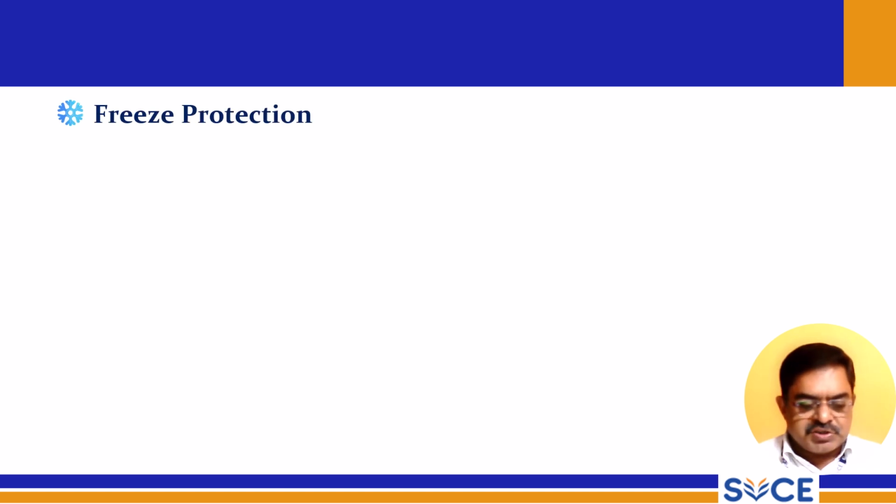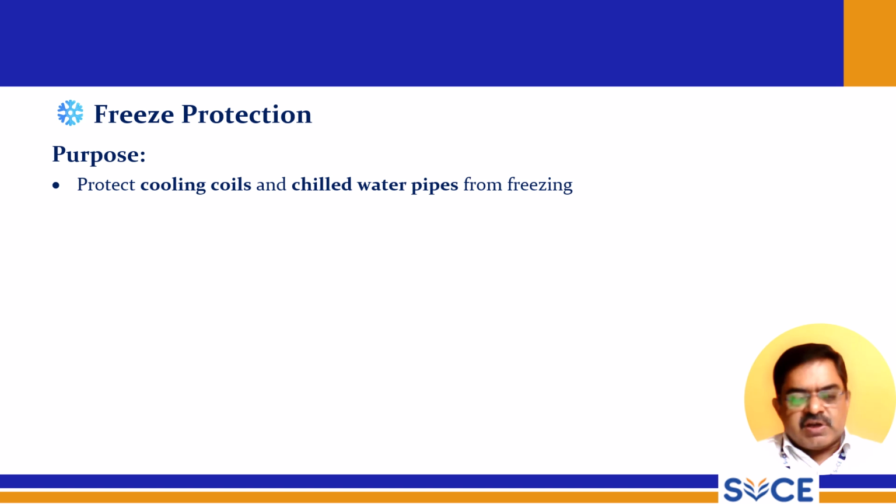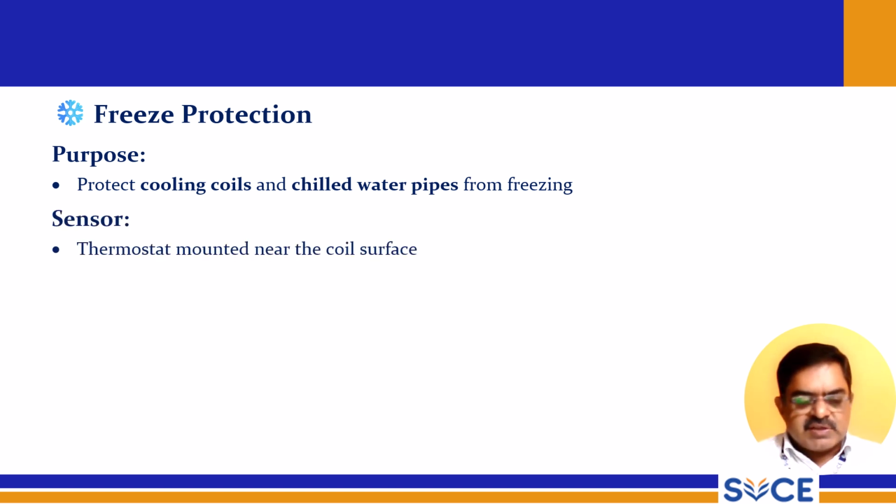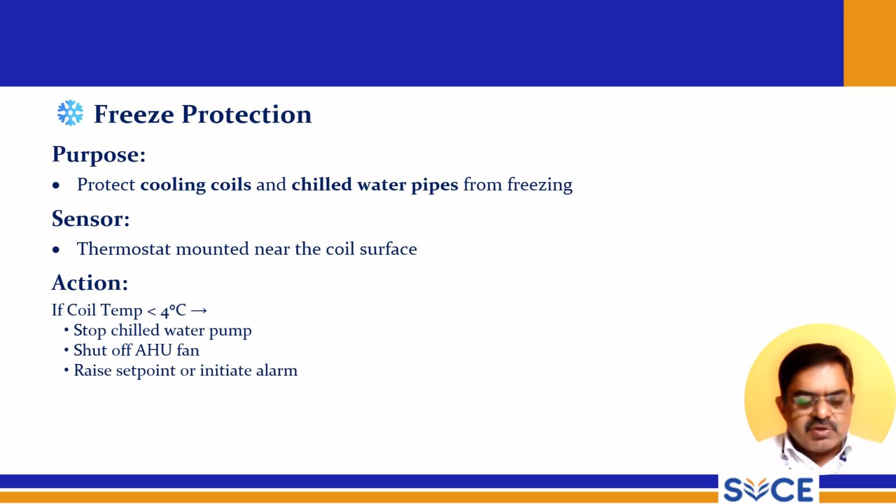Freeze protection. Purpose: protect cooling coils and chilled water pipes from freezing. A sensor thermostat can be used, mounted near the coil surface. Action: if coil temperature is lower than 4 degrees Celsius, then stop the chilled water pump, shut off the AHU fan, and raise the set point or initiate an alarm.